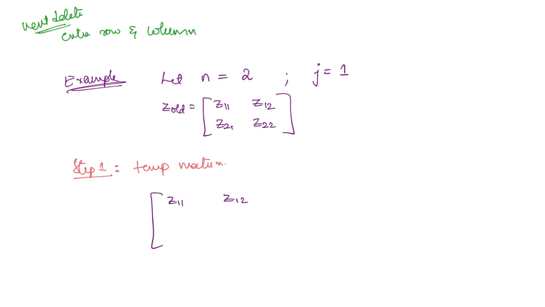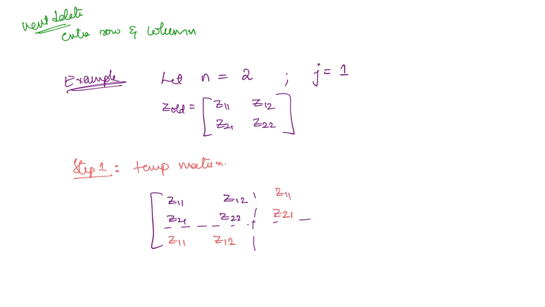Z11, Z12, Z21, Z22. First you are just writing down the old matrix. There is no change here. Now we need an extra row and column. Now here j is equal to 1. So the extra row will be nothing but the first row. So here you are going to get Z11, Z12. And the extra column is going to be the first column. So that is Z11, Z21.